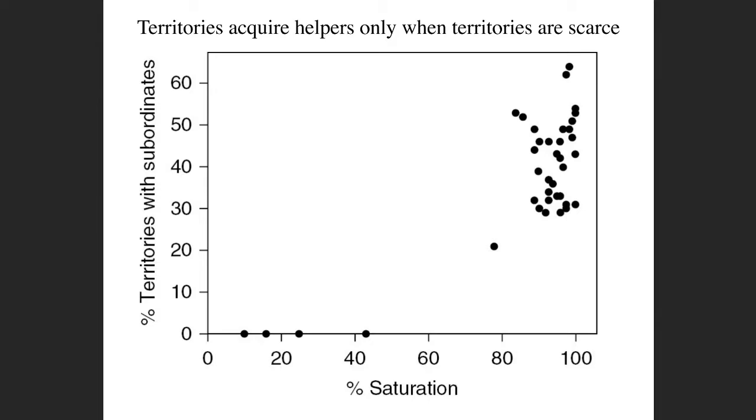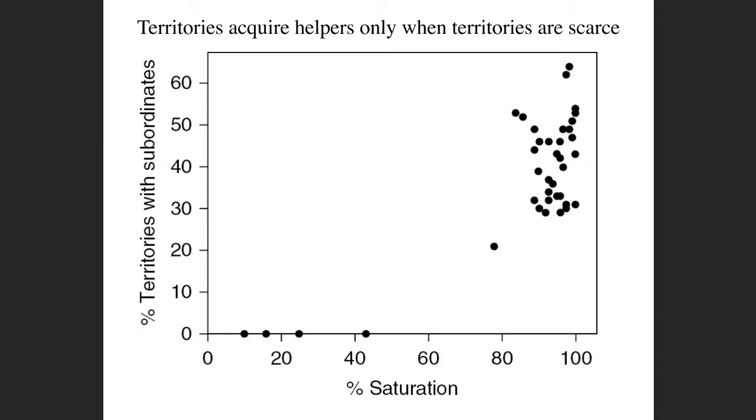When the Seychelles warblers were introduced to islands that didn't have any warblers, there was a lot of open space. And at that time, birds stopped helping.